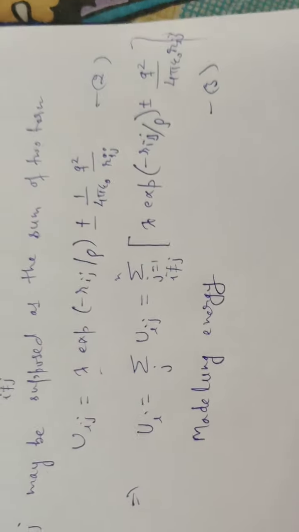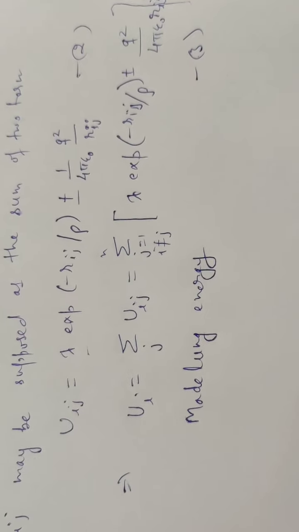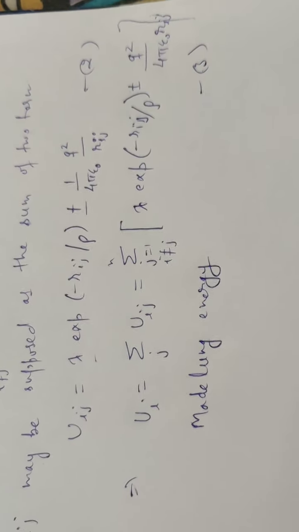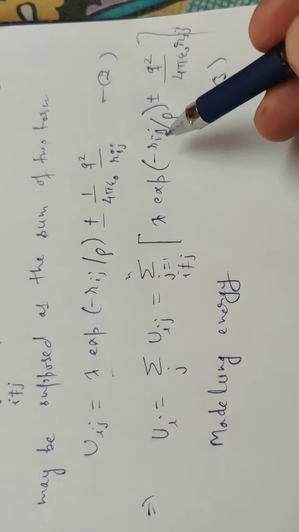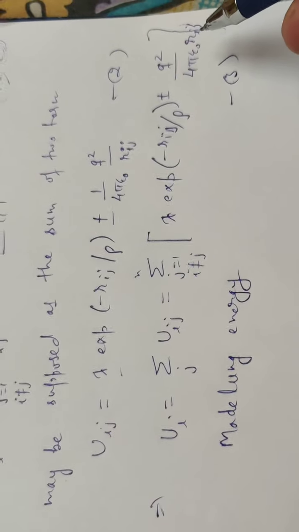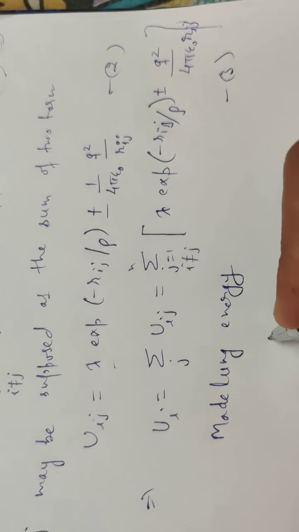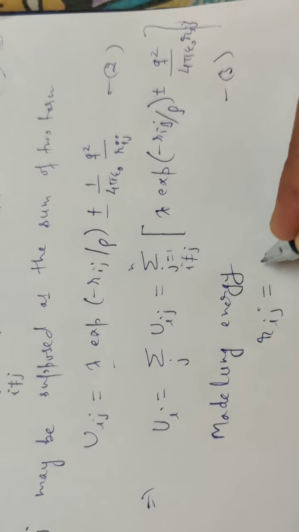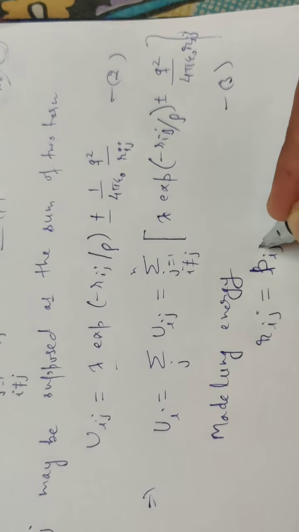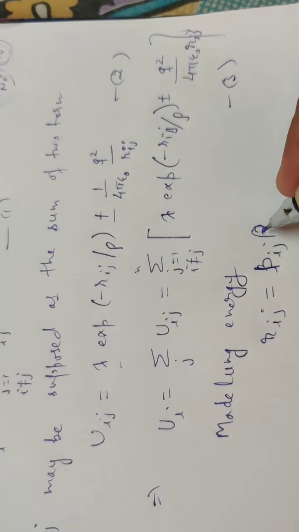Now we will take an approximation. For convenience, let us express this Rij in terms of the nearest neighbor distance R. So this Rij can be expressed as Pij times R, where R is the nearest neighbor distance.